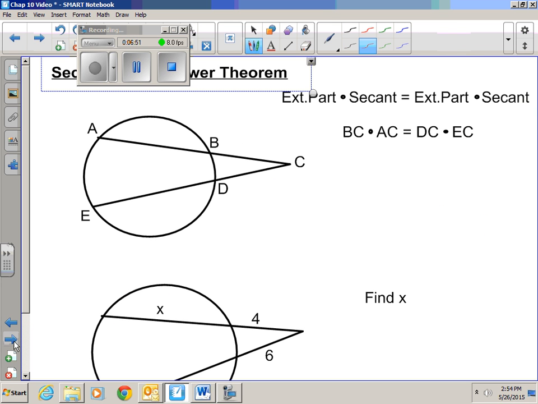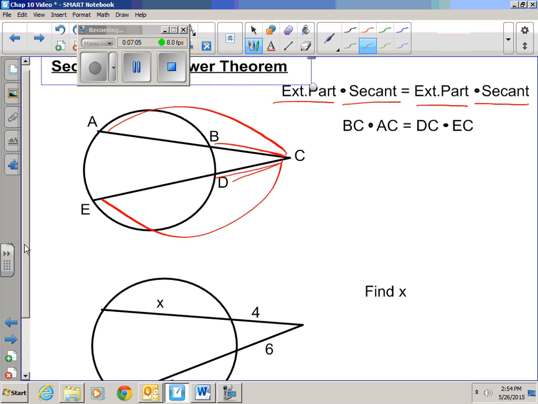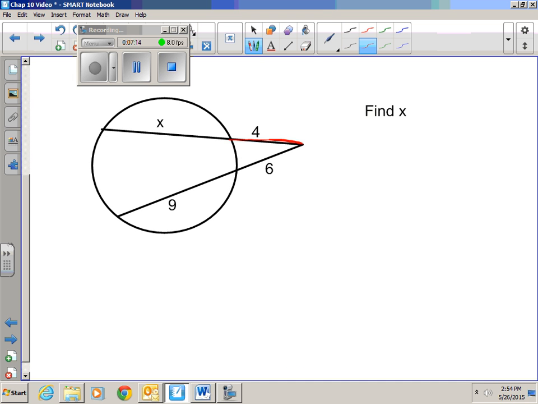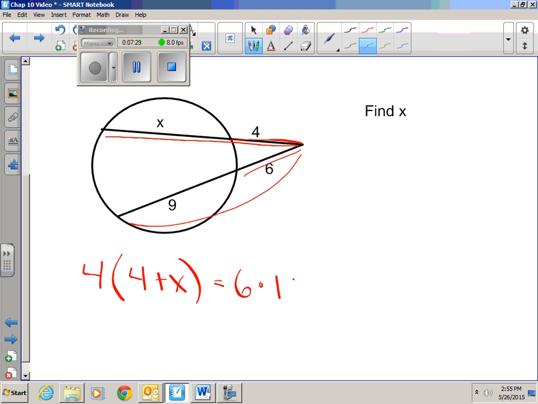So again, when we do this, it's the external part times the entire thing is equal to the external part times the entire thing. Or BC times AC is equal to CD times CE. Okay? So, looking at this guy right here, using my secant power theorem, I know that 4 times the whole thing, again, don't fall for that trap, it's not 4 times x, it's 4 times 4 plus x is equal to 6 times 15. Again, you got to add those up.